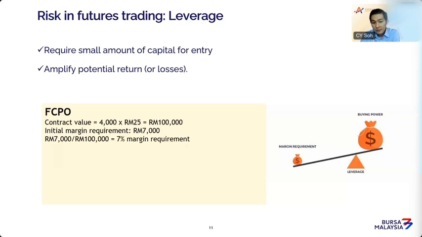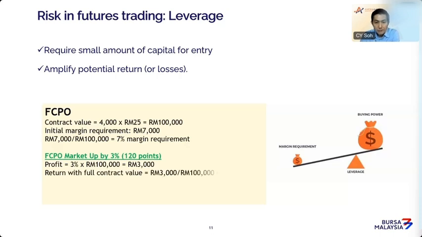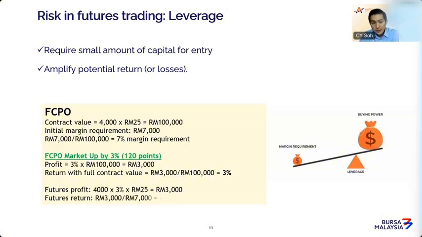Now let's say the FCPO market is up by 3%. If you use a full $100,000 to invest in crude palm oil, your return is only 3%. However, if you are in the futures market, with one FCPO contract, 3% up is 120 points times $25 per point, and that would be equivalent to 3,000 profit in your futures trading, just one contract. And the return is 42.9%, because you are only using $7,000 to trade.